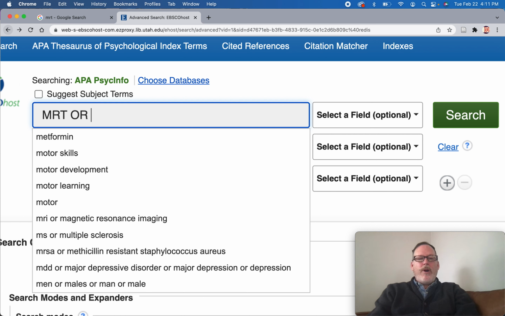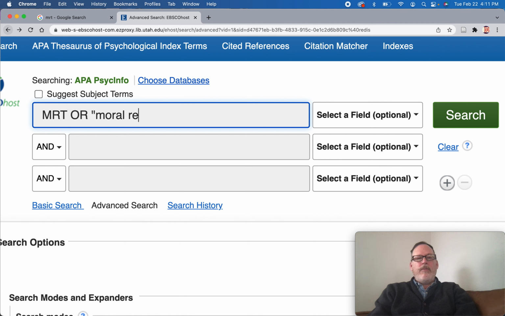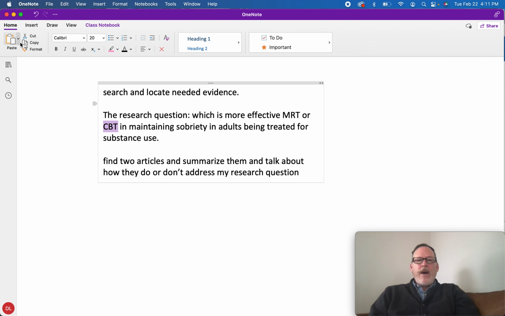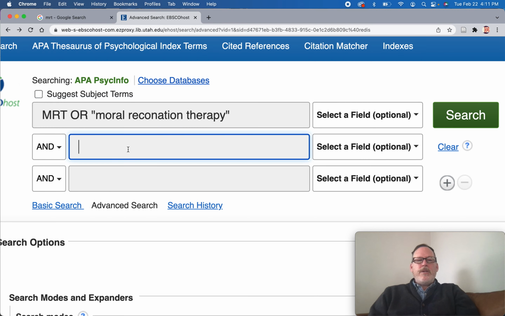Oh, and why I put the "or" is because we don't know if it's MRT or moral reclamation therapy. Okay, next thing, let's put in our population that we're studying. That would be, okay, so we have adults being treated for substance use. So before we put in adults, let's look at the substance abuse.